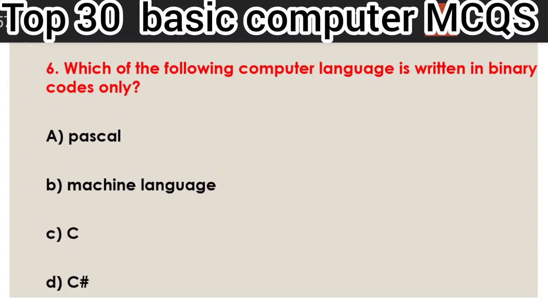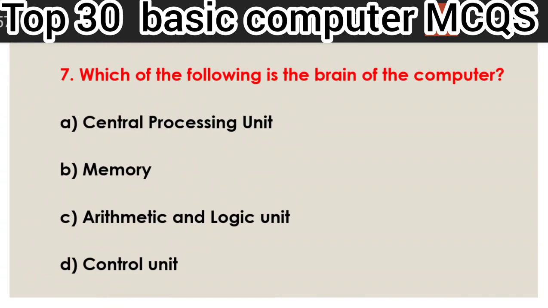Which of the following computer language is written in binary codes only? A. Pascal. B. Machine language. C. C. D. C++. Correct option is B. Machine language. Which of the following is the brain of computer? A. Central processing unit. B. Memory. C. Arithmetic and logic unit. D. Control unit. Correct option is A. Central processing unit.